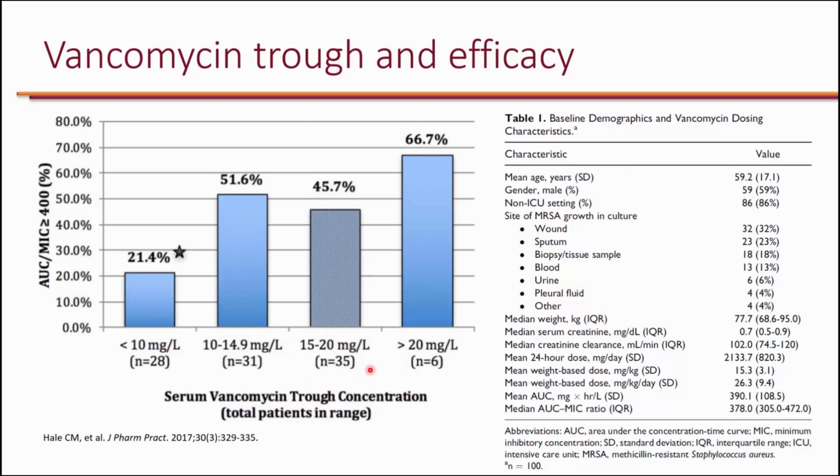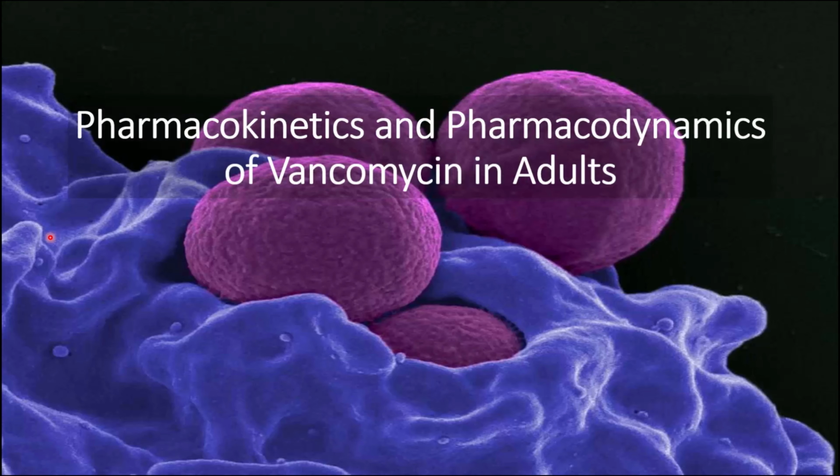More and more evidence shows that 15 to 20 is nephrotoxic, and also that 15 to 20 is not likely to result in better efficacy. So for most patients, 10 to 15 is sufficient, and really we should be targeting AUC to MIC in our patients for efficacy. This concludes this presentation.